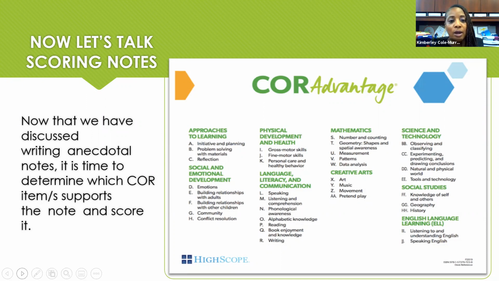We have 9 core categories: approaches to learning, social and emotional development, physical development and health, language and literacy and communication, mathematics, creative arts, science and technology, social studies, and English language learning. Sounds like a lot. In a prior slide, when I talked about the components of writing an anecdotal note, I emphasized keeping in mind where your note can be placed. So when we get to this COR Advantage flip chart, this helps us to decide where our note can actually be scored and show the development of that child.